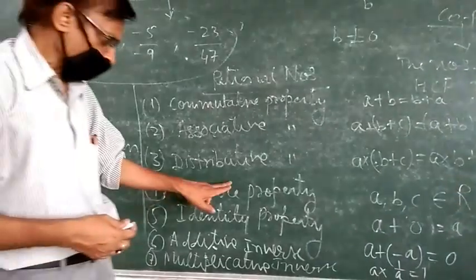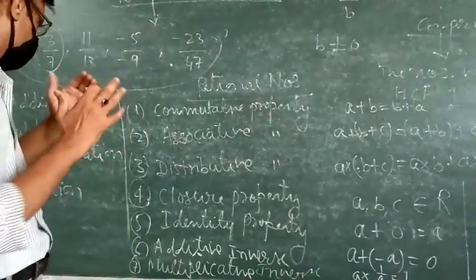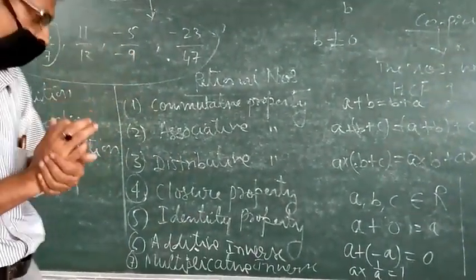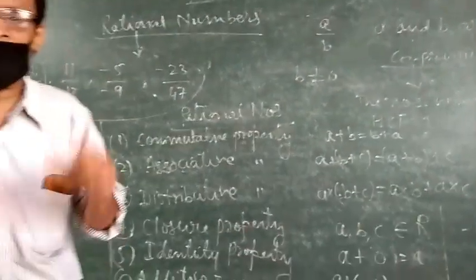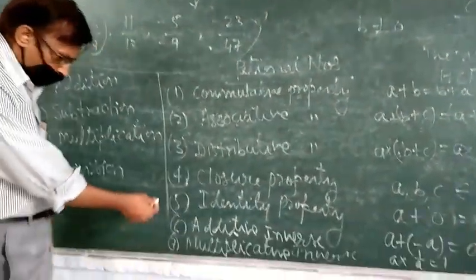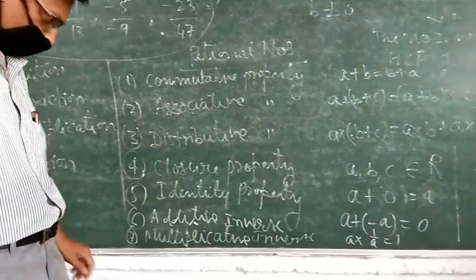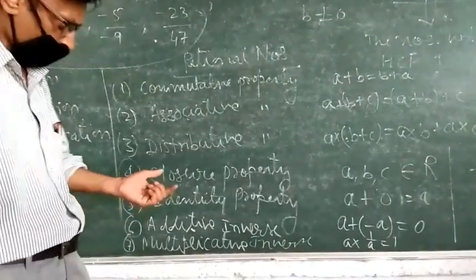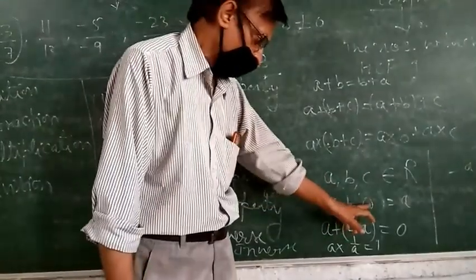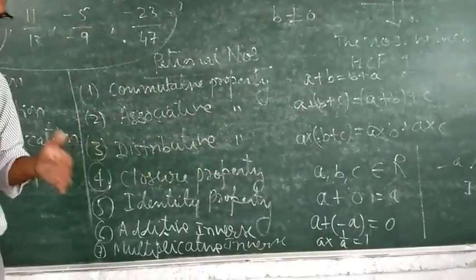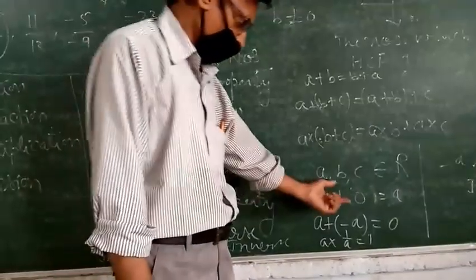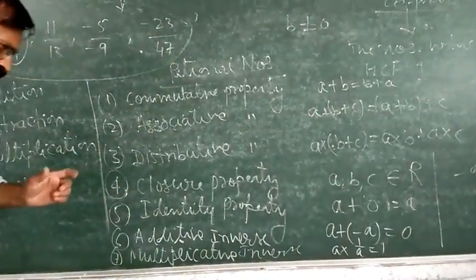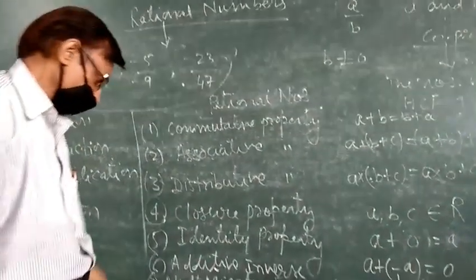The closure property means whatever operation we are doing on the rational numbers, if the result also belongs to the set of rational numbers, then this property is known as the closure property. Next is identity property. For the identity property, if we add 0 to any rational number, the answer is the same. We get the same rational number. So this 0 is called the identity element for the addition of rational numbers.